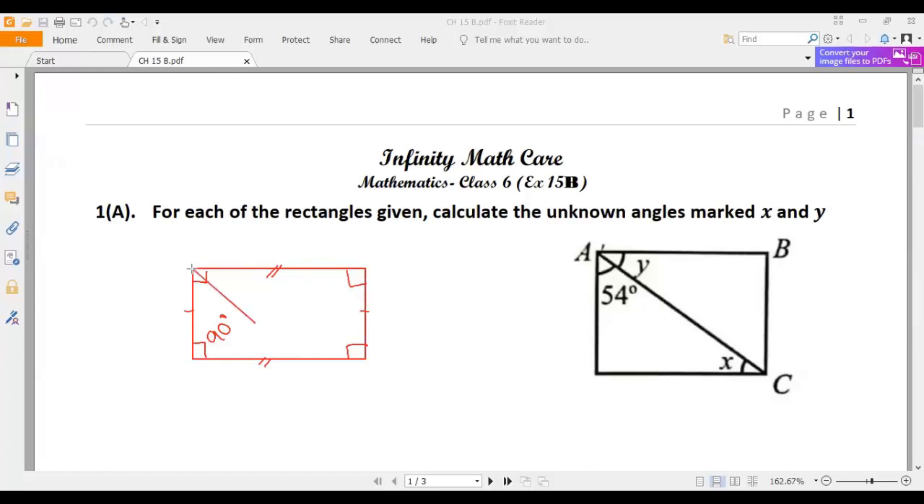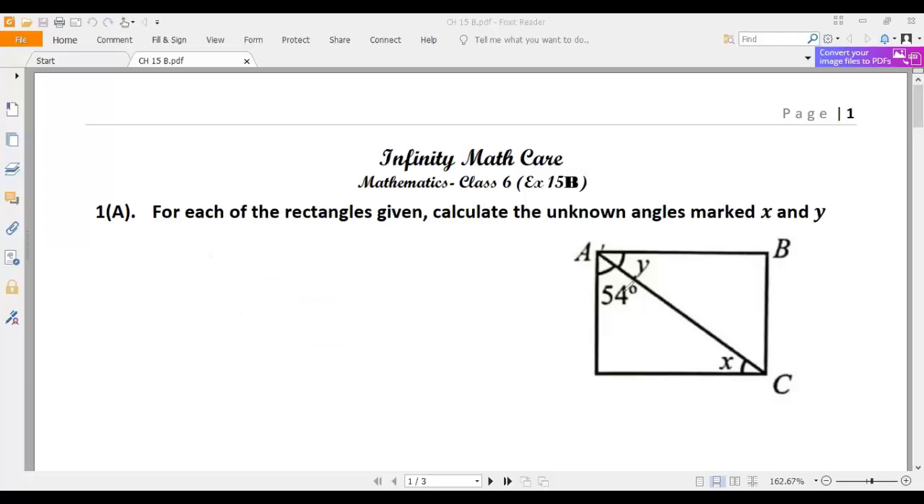Here we can say these two diagonals are equal in length, and the diagonals also bisect each other. What does bisect mean? Bisect means each diagonal divides the other one into equal parts. That means this part and this part must be the same, and this part and this part must be the same. So in a rectangle, these four half diagonals are all equal. If we know this basic idea of rectangles, we can easily solve these problems.